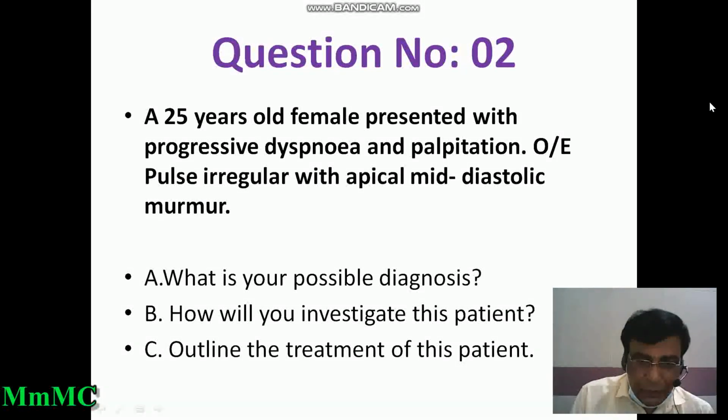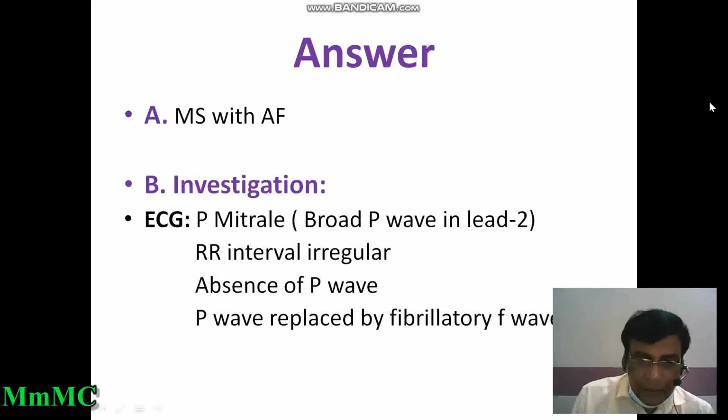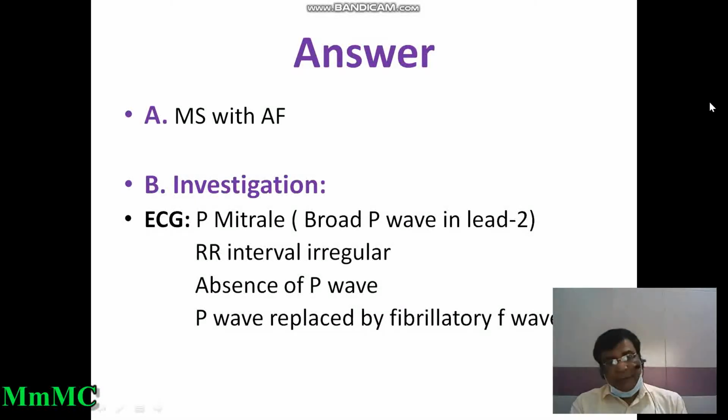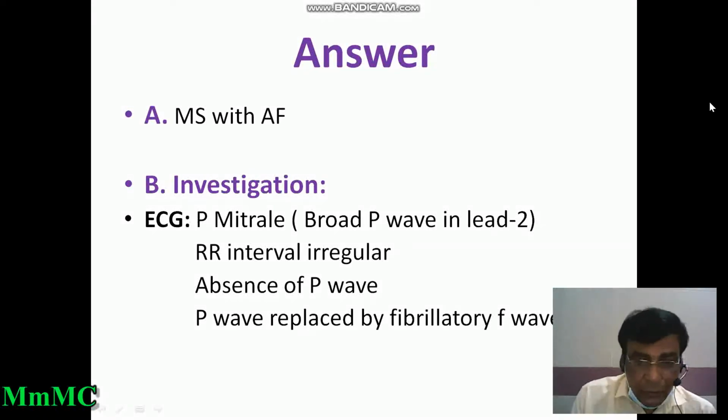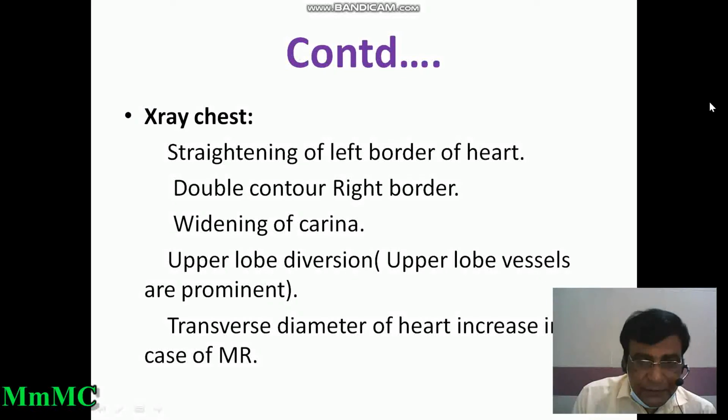Our next question, how will you investigate this patient? The investigation of this patient is ECG: P mitrale, which is characterized by broad P wave in lead 2, and RR interval irregular, absence of P wave, and P wave replaced by fibrillatory F waves. Next, X-ray chest, which will show straightening of the left border of the heart, double contour in right border, widening of the carina, upper lobe diversion, that is upper lobe vessels are prominent, and transverse diameter of the heart is increased in case of mitral regurgitation.